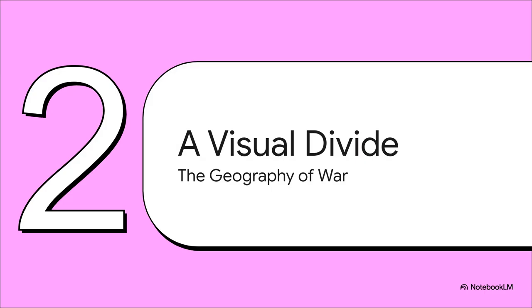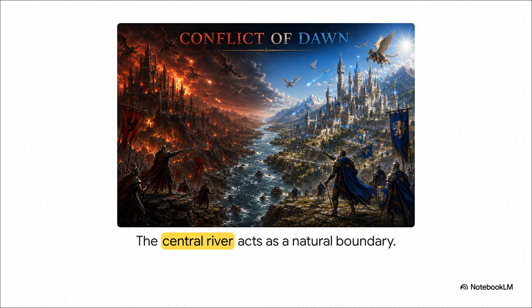Which brings us to Section 2, a visual divide, looking at the geography of war. You know the old saying, geography is destiny? Well, it's absolutely true in warfare. Cast your eyes down to the central river flowing between these rocky shores. Ask yourself, why are both armies stationed on high cliffs directly across from each other? Because this rushing water is the literal line in the sand. It's a natural choke point that prevents an immediate, chaotic melee, forcing both sides to just hold their ground and stare death in the face.